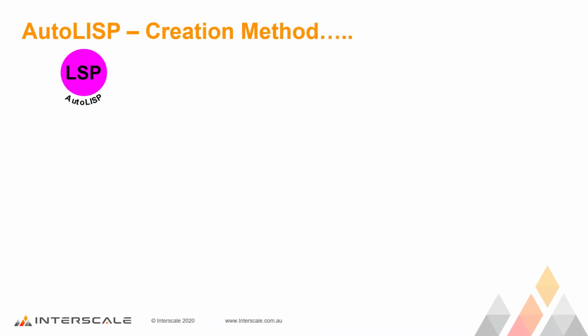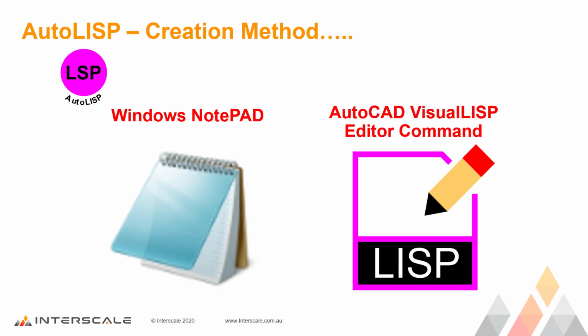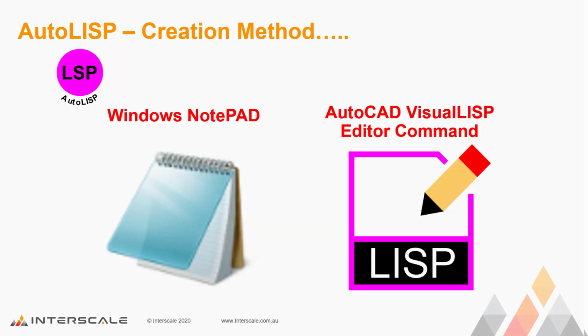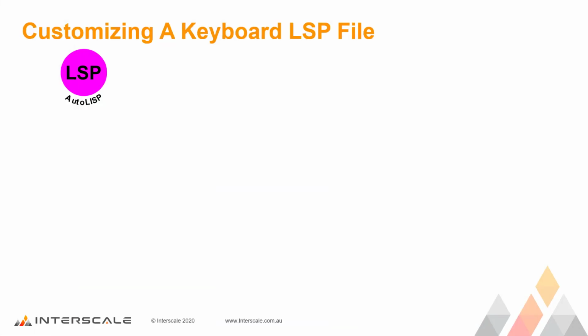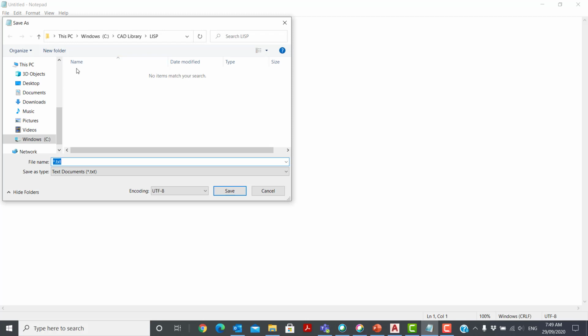Now there is no standard Lisp file that comes with AutoCAD to customize the keyboard, so we have to create one. There are two methods we can use to do this, by using NotePad or using AutoCAD's inbuilt Visual LISP Editor. Let's look how to create and use this LSP file. The first method we are going to look at involves editing the file using NotePad. So open NotePad and save this file as keyboard.lsp.